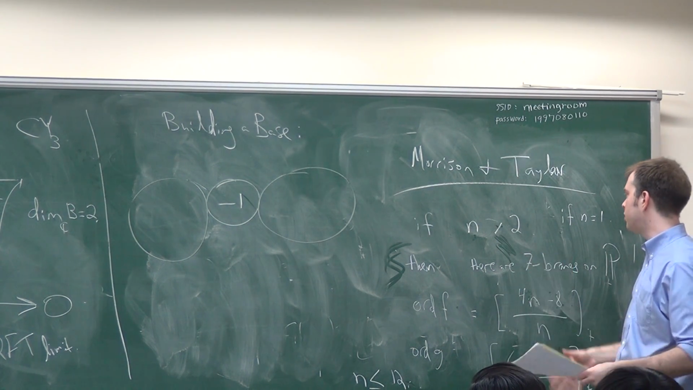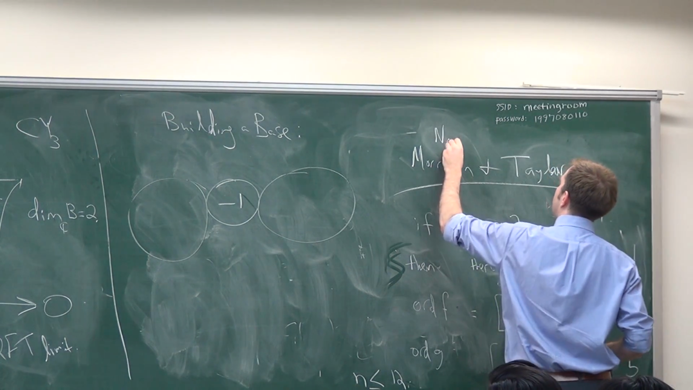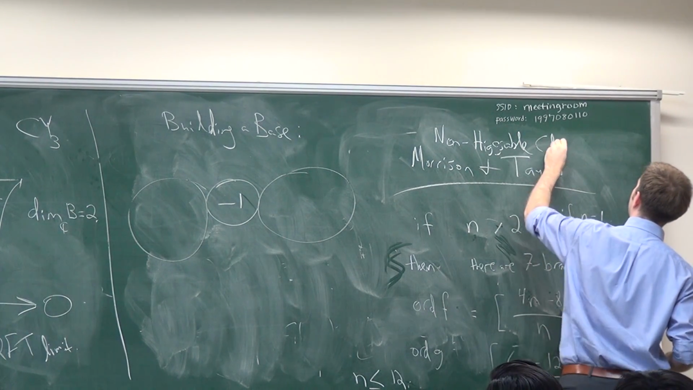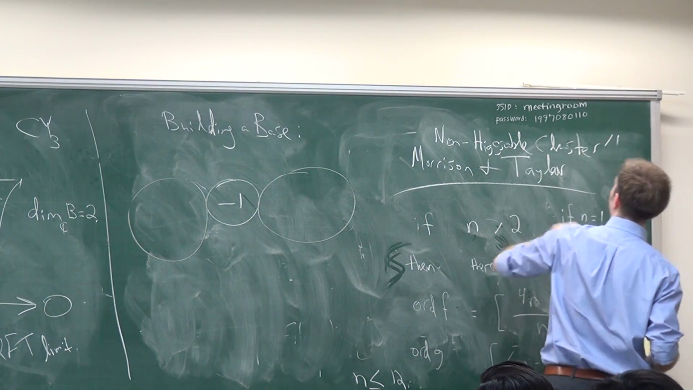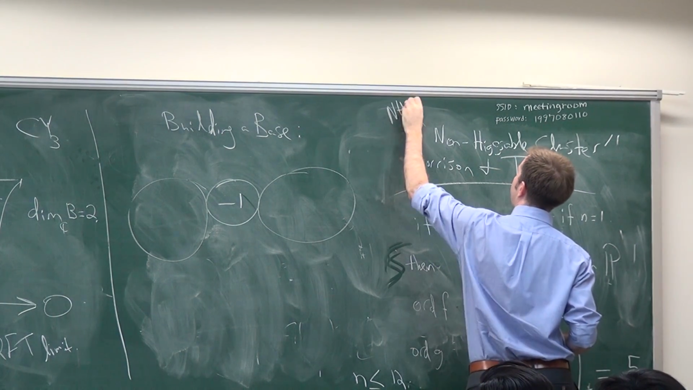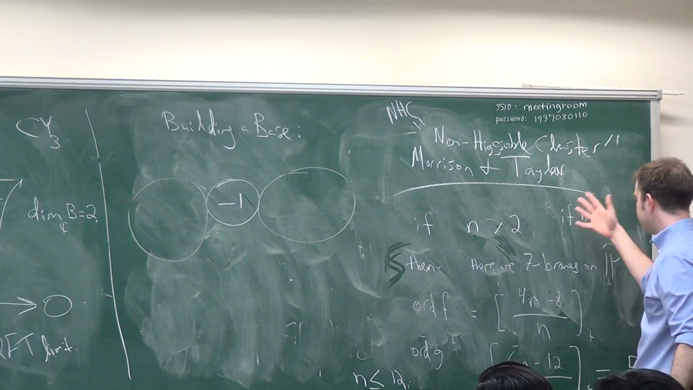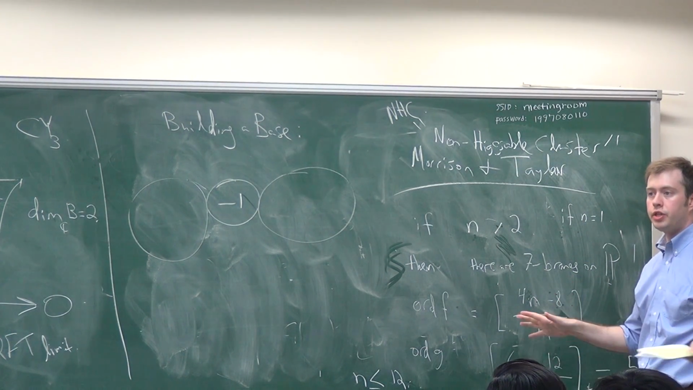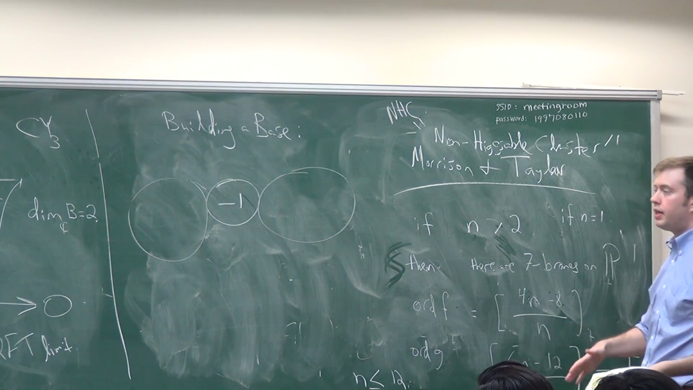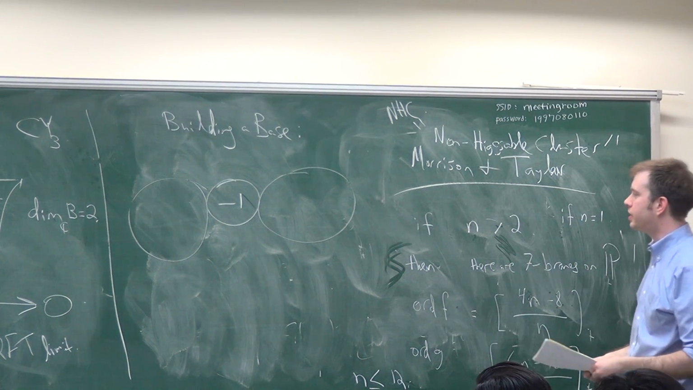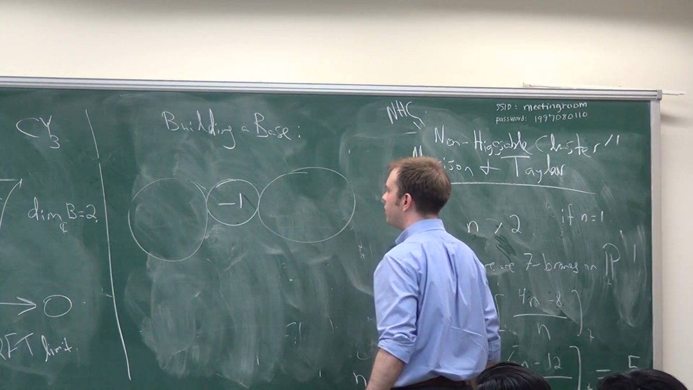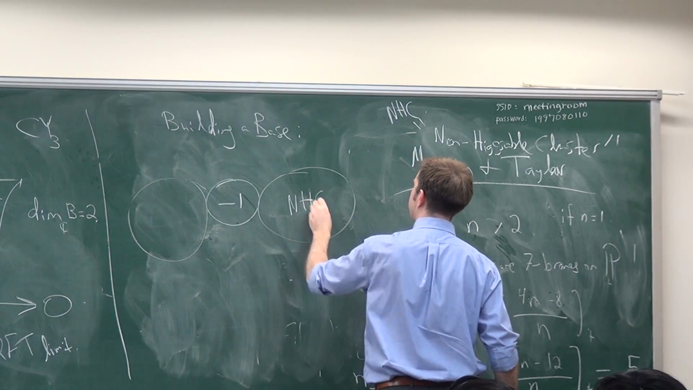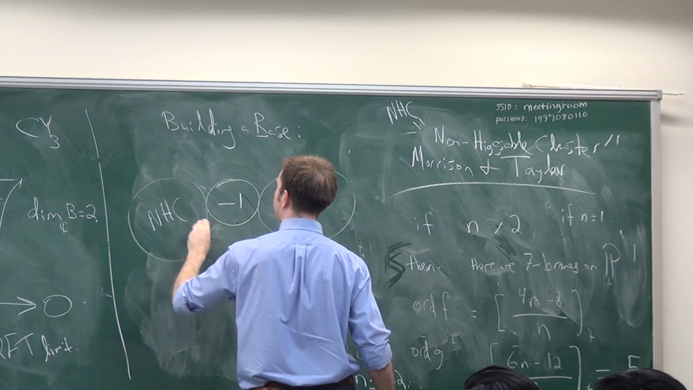So this is what's sometimes referred to, I should have said this, as a non-Higgsable cluster, or NHC. And so what Morrison and Taylor gave is basically an algorithm for building up general bases using those kinds of non-Higgsable clusters. One of the things that they found is that if you want to glue two things together, then you glue it via some -1 curve. So you have NHC here, and NHC prime here.